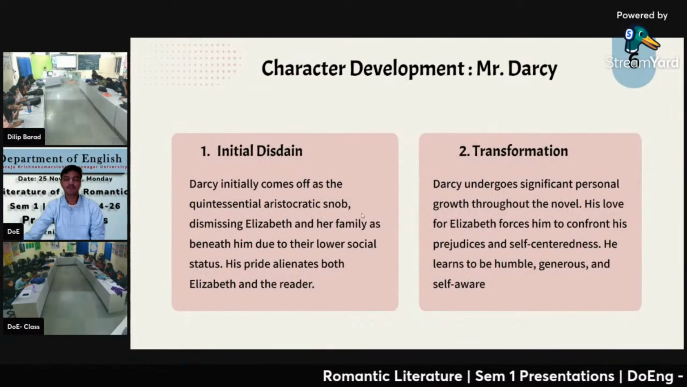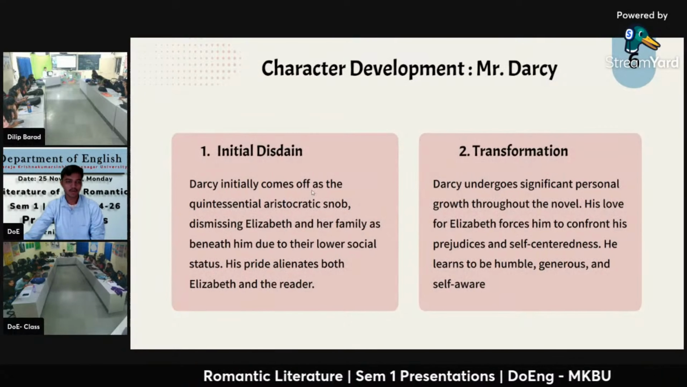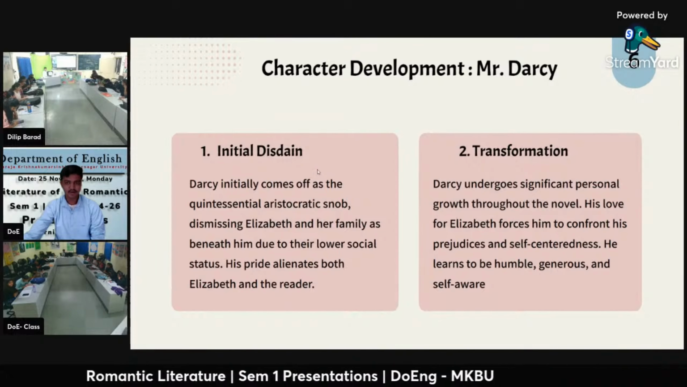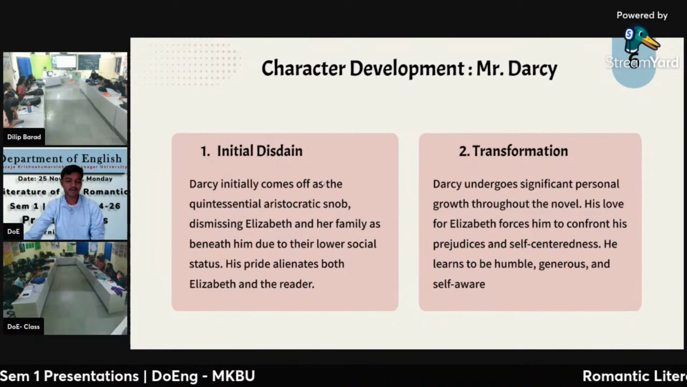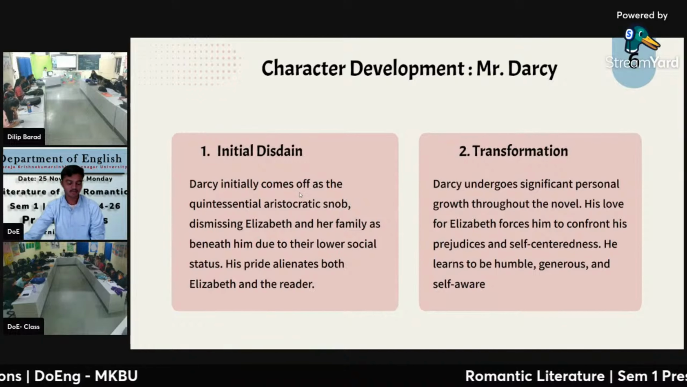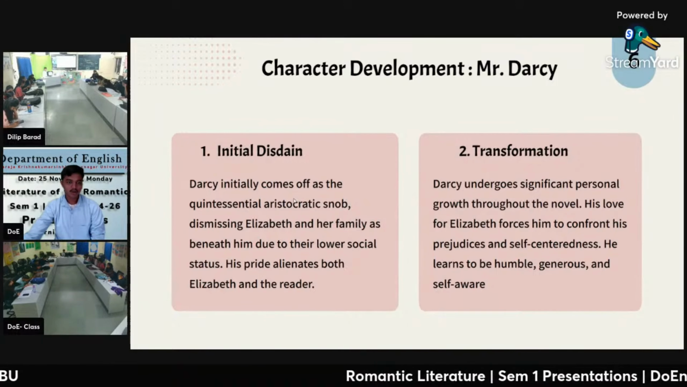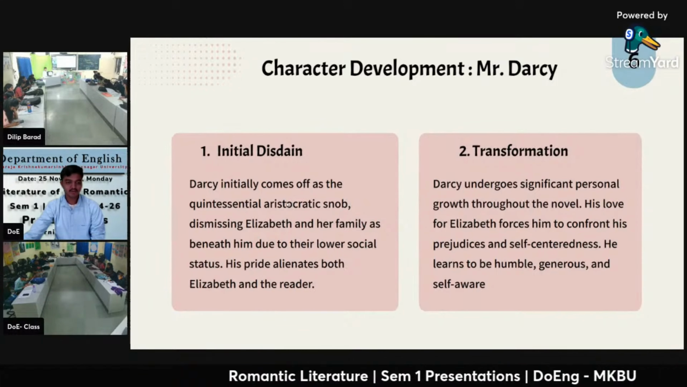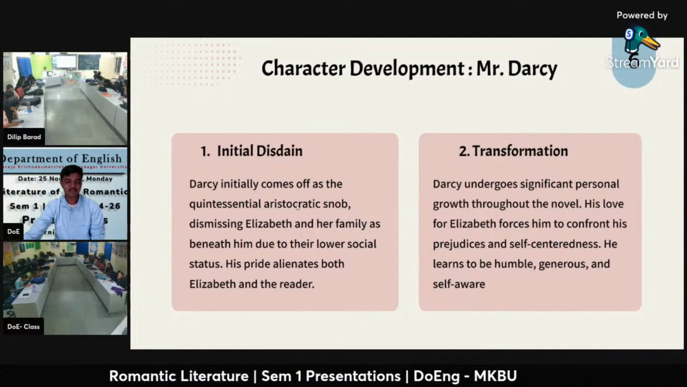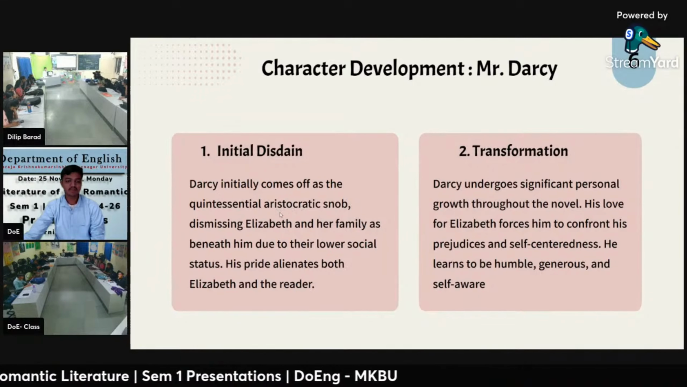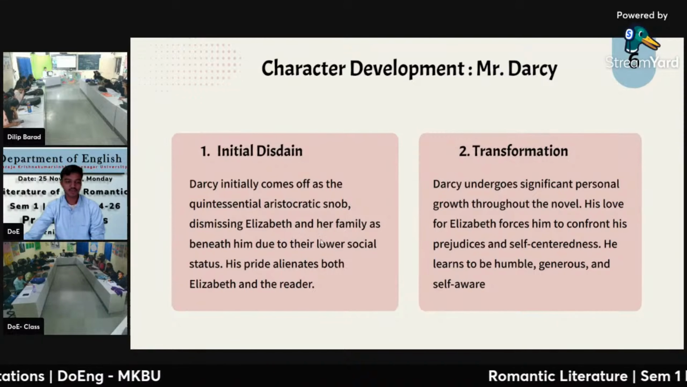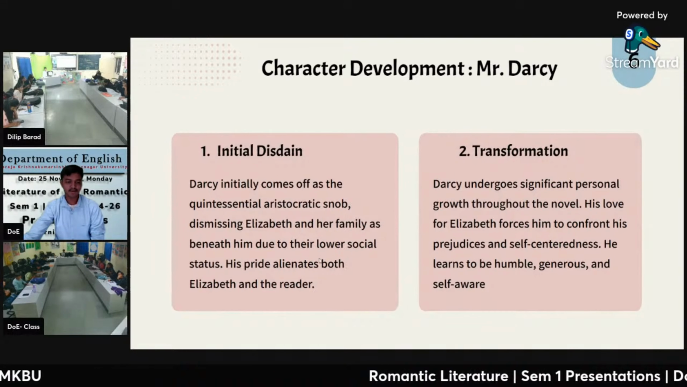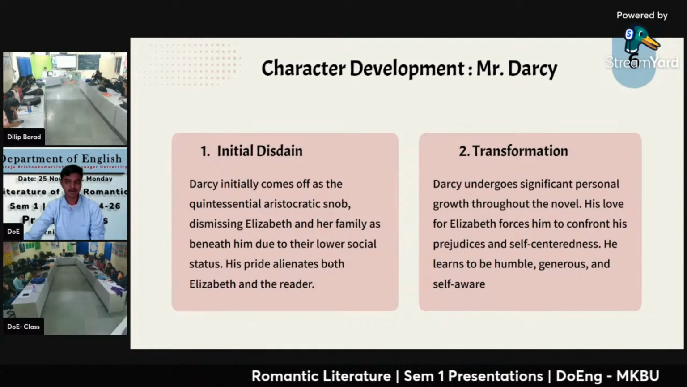Character development of Mr. Darcy. Initial disdain and transformation. Darcy initially comes off as quite an aristocratic snob, dismissing Elizabeth and her family as beneath him due to their lower social status. His pride alienates both Elizabeth and the reader.